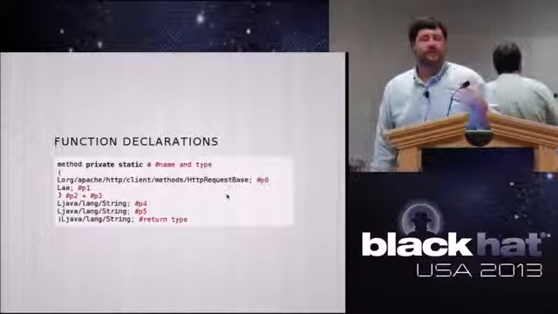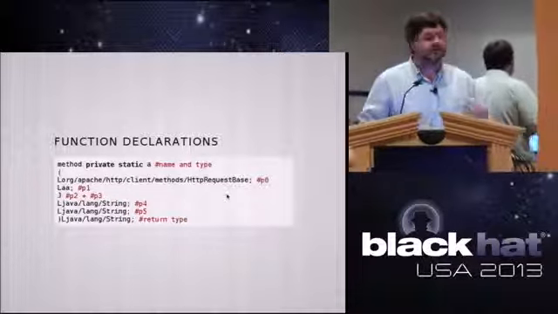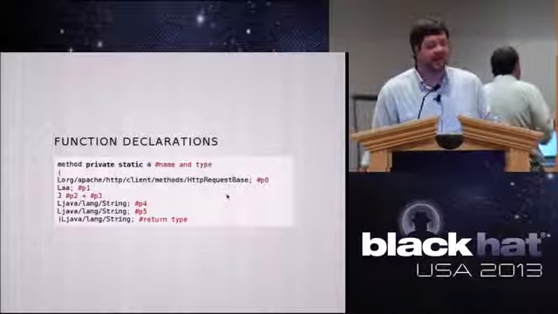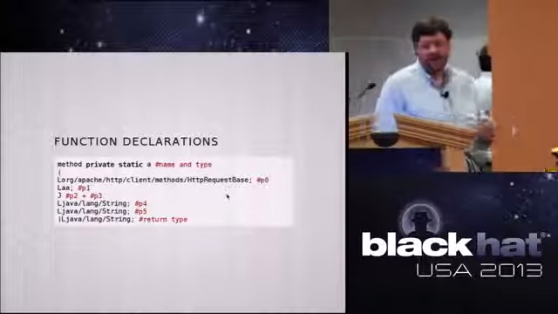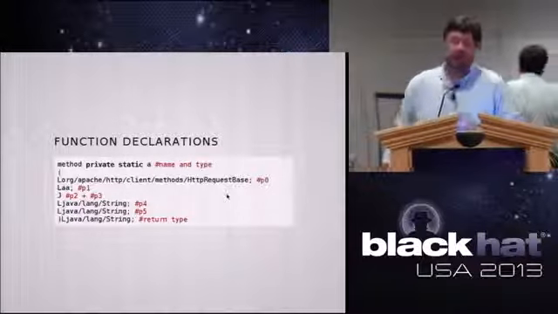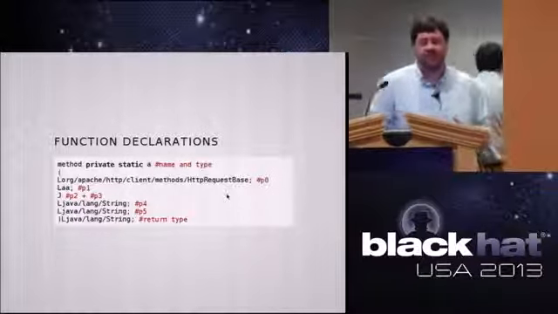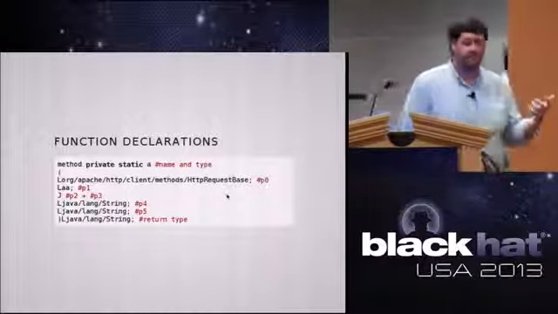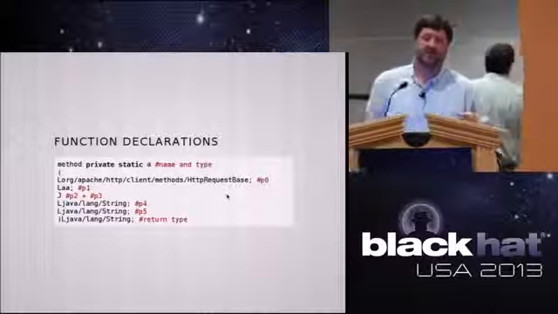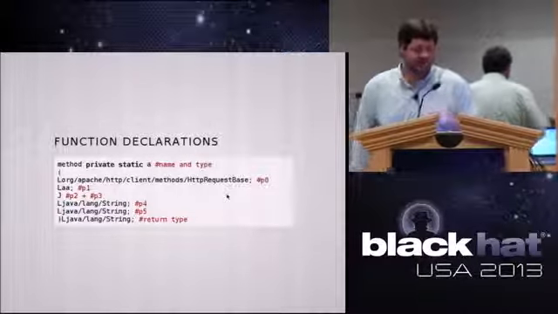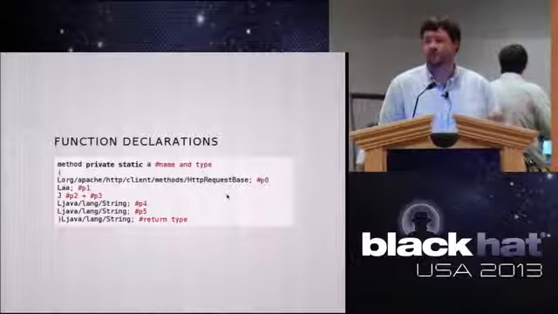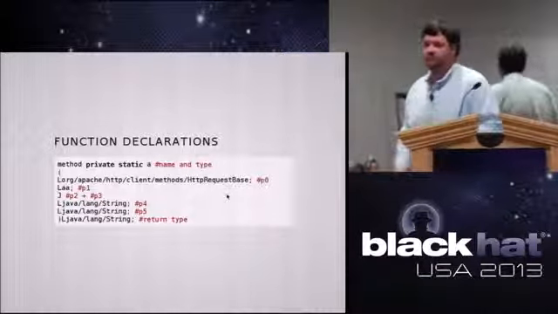So, a little function declaration to look at to get your feet wet and understand what we're looking at. It's defining a method. It's private, static. It's named A. That's the name of the method. You can see it takes in 6 parameters, 0 through 5. It takes in an HTTP request base, a class AA, a long, and two strings, and it returns a string. Everybody see that? It's pretty simple. Good to go.